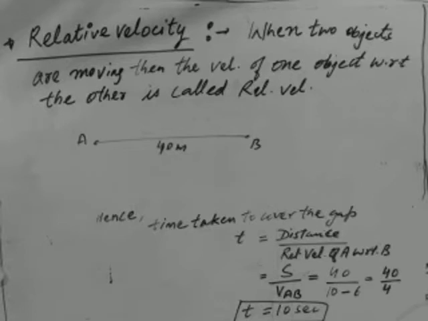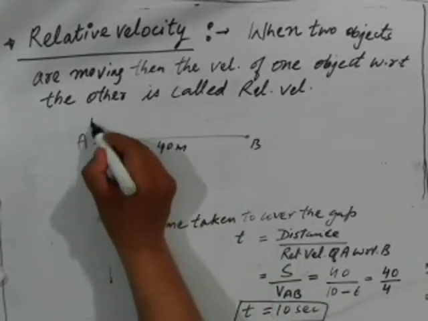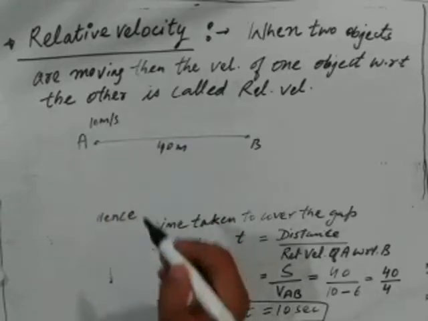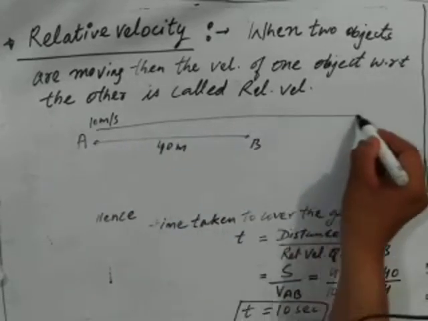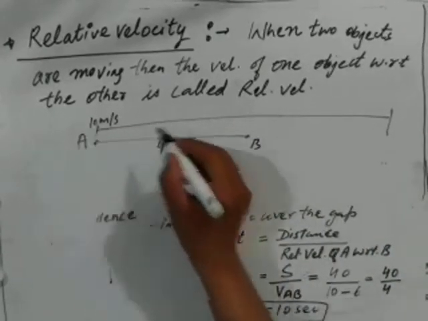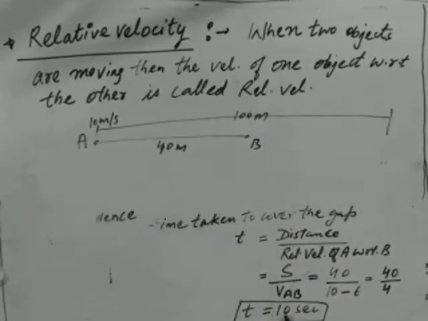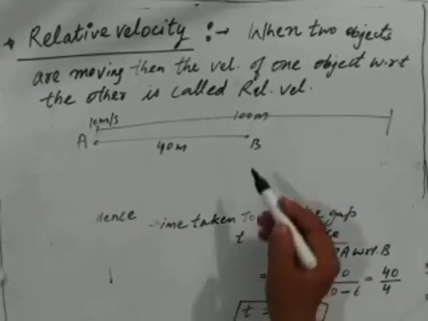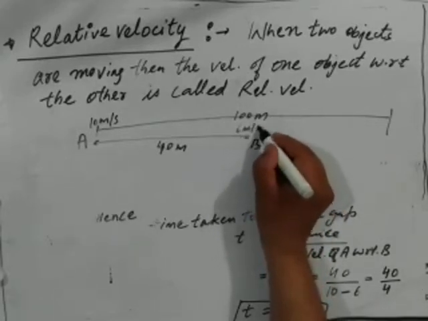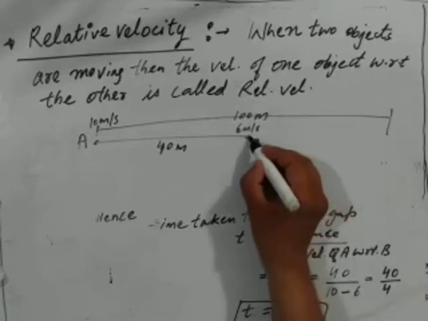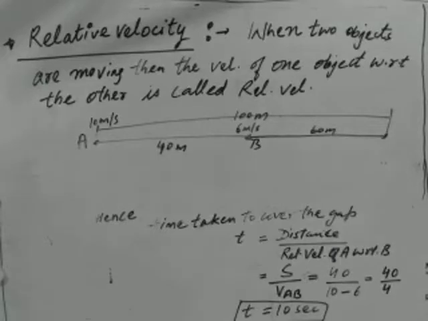So if we visualize the picture again, the object standing at A moves with a velocity of 10 meters per second, and in 10 seconds it will cover a distance of say 100 meters. 10 meters per second into 10 will become 100 meters. And the object standing at B, which moves with a velocity of 6 meters per second, will cover a distance of 60 meters in 10 seconds.